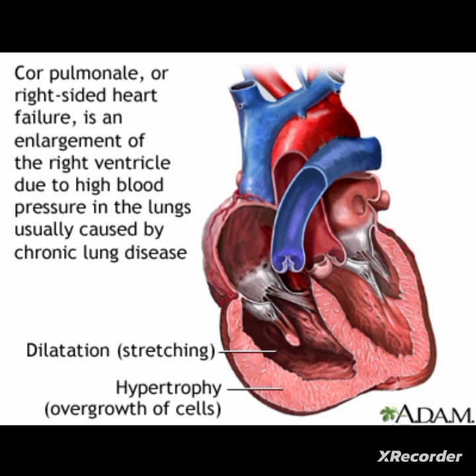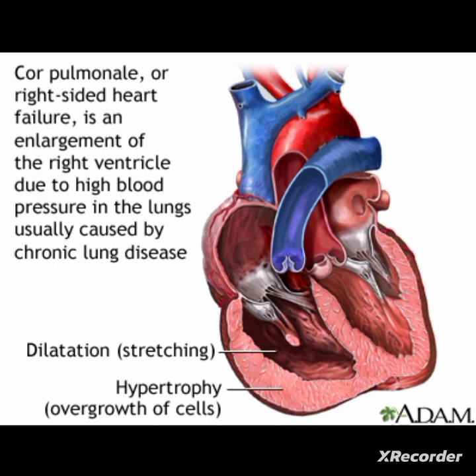Okay, so here what happens? There is a structural or functional alteration in the right ventricle due to an etiology in the lungs. Due to lung disorders, there will be alteration in the structure and function of the right-sided heart. So that is known as cor pulmonale or right heart failure.